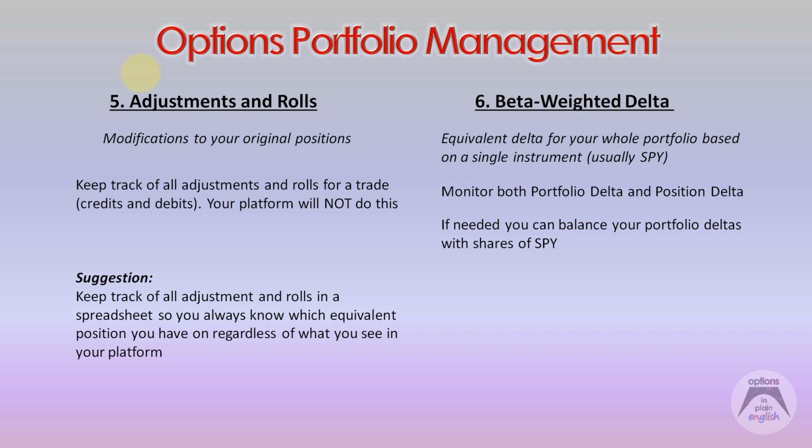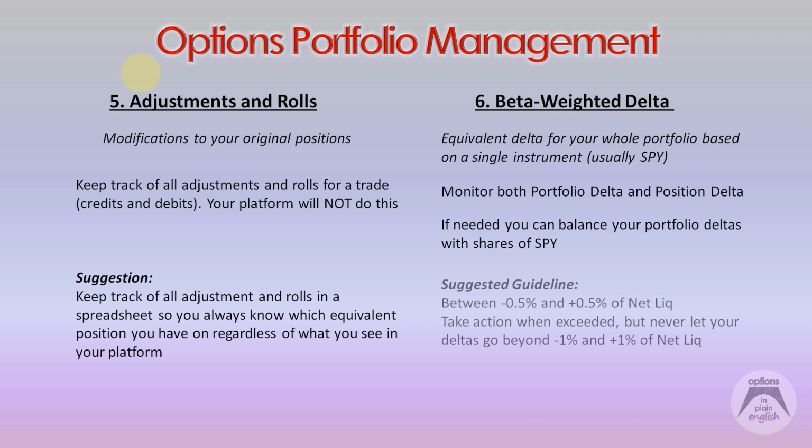So basically you have a portfolio and you have a number. Let's say, for example, I have a portfolio and I have 500 beta weighted deltas. That means that if tomorrow the SPY moves higher by $1, my portfolio should be making $500, because that's the exposure it has to the direction of the market.